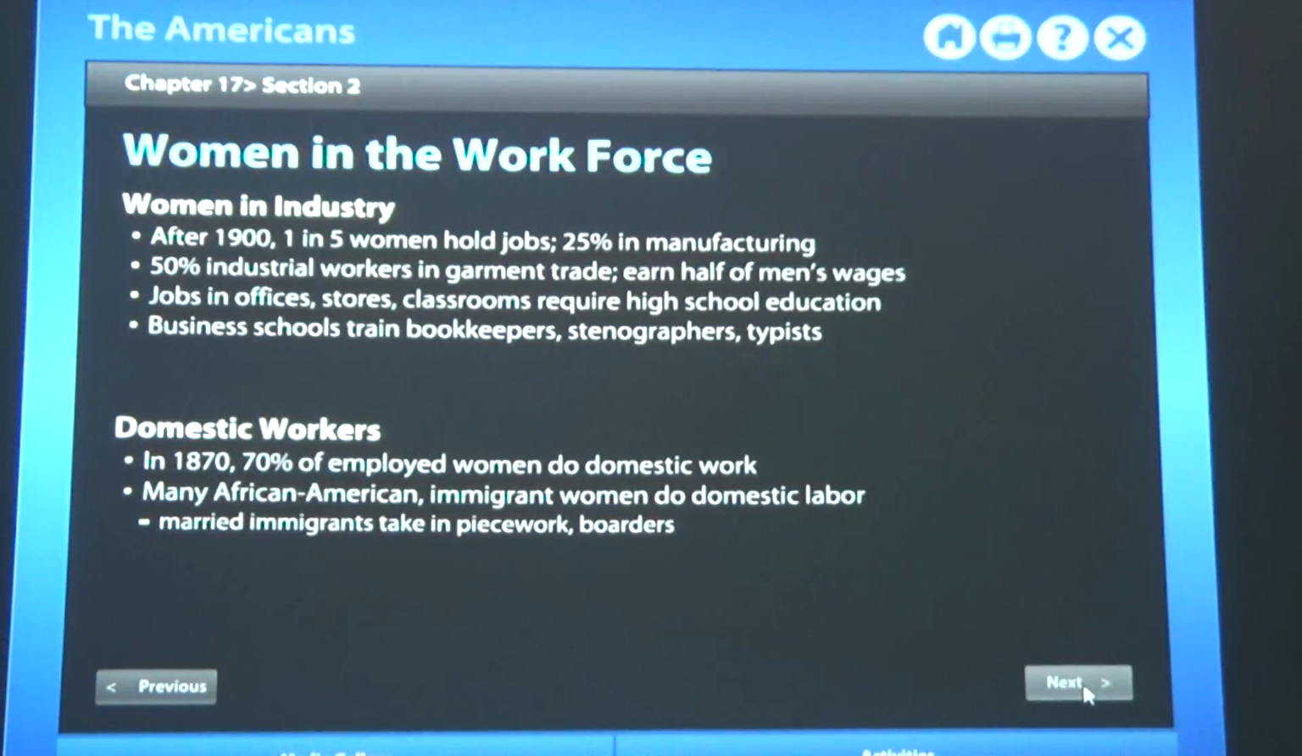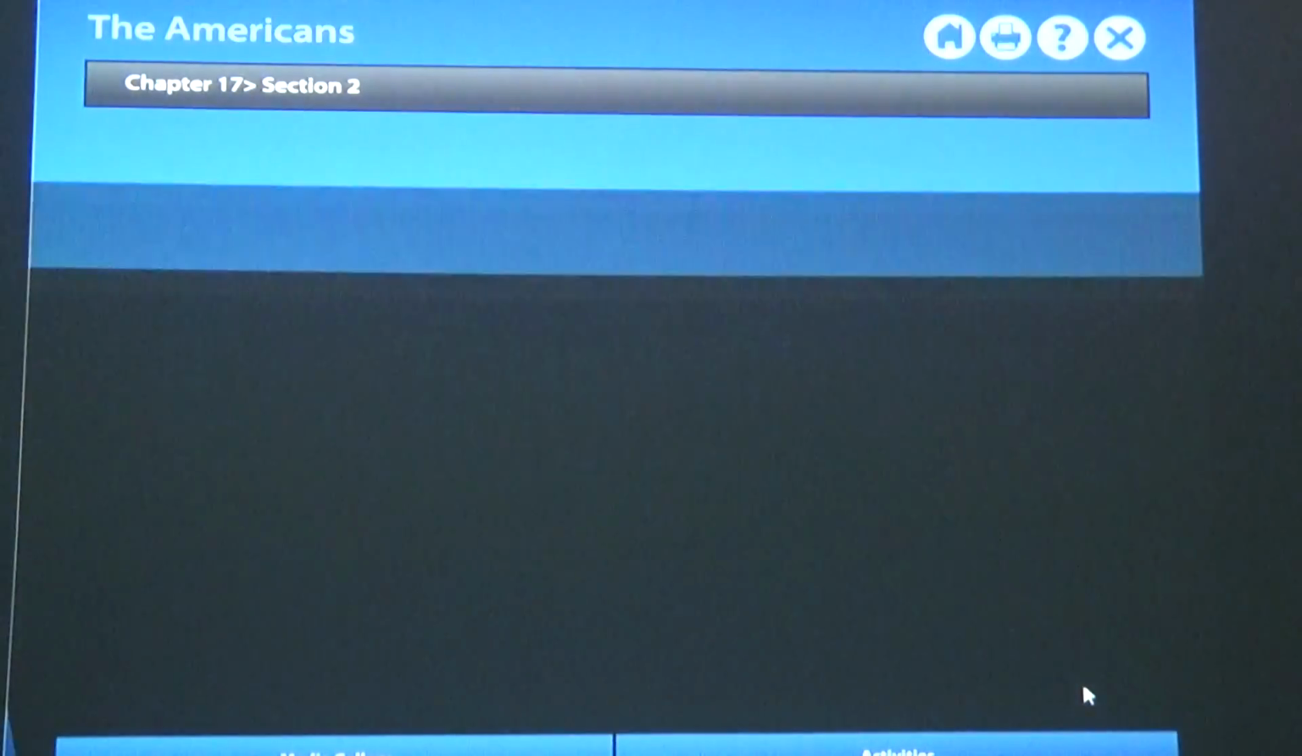Women in industry, only 1 in 5 hold jobs. Again, many men are working these jobs other than women. But ladies get to go to school for things like becoming bookkeepers or stenographers, which basically is writing down information that is said in a court case, and typists. So more or less work that you see secretaries doing at this point in time. Domestic workers are simply maids, and there's plenty of those available to work for women as well, whether immigrants or black women. And those are basically their options for women back then at the turn of the century.